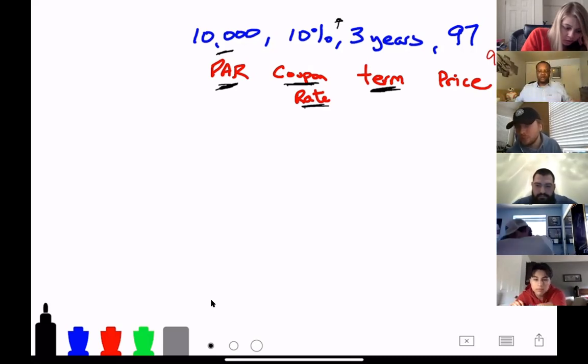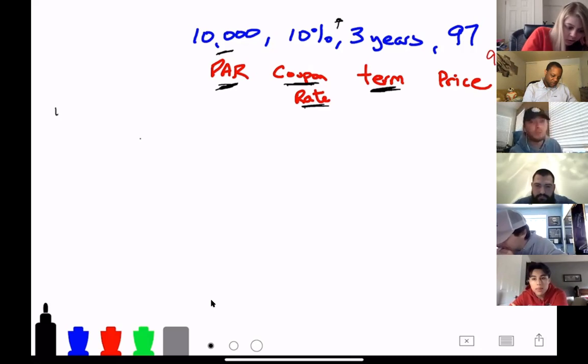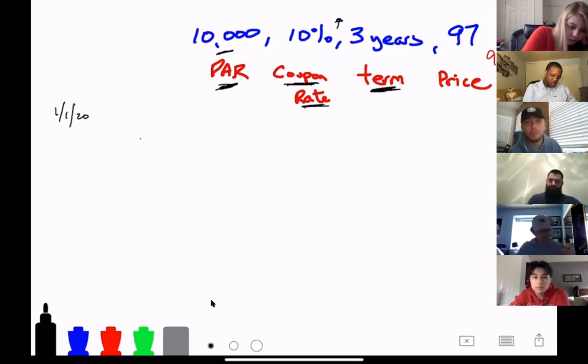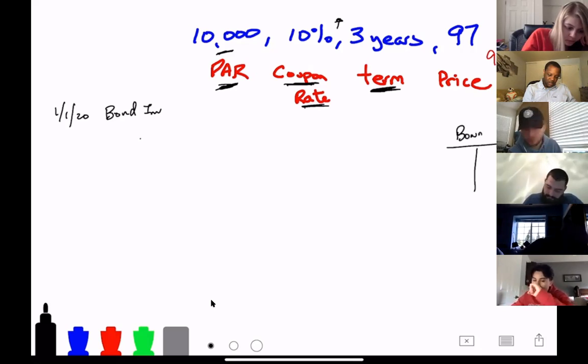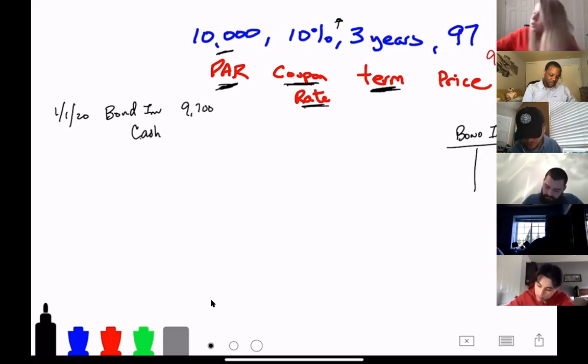All right, so let me show you what it looks like. So this was January 1 of 2020. When we bought it, we always record the bond investment at its historical cost. So our bond investment is what we paid for it, which was $9,700.